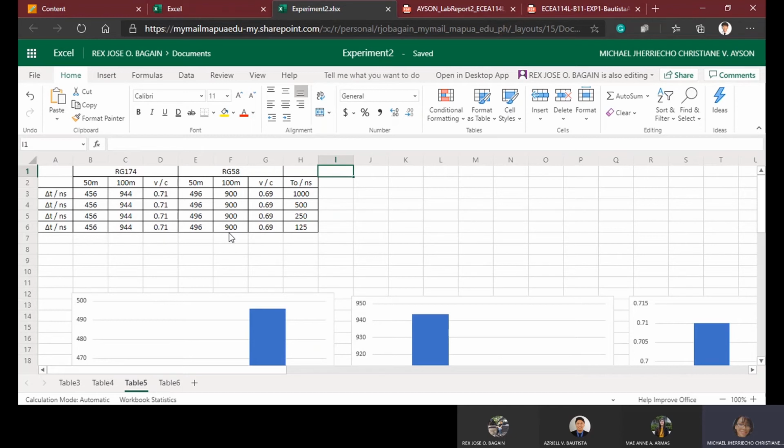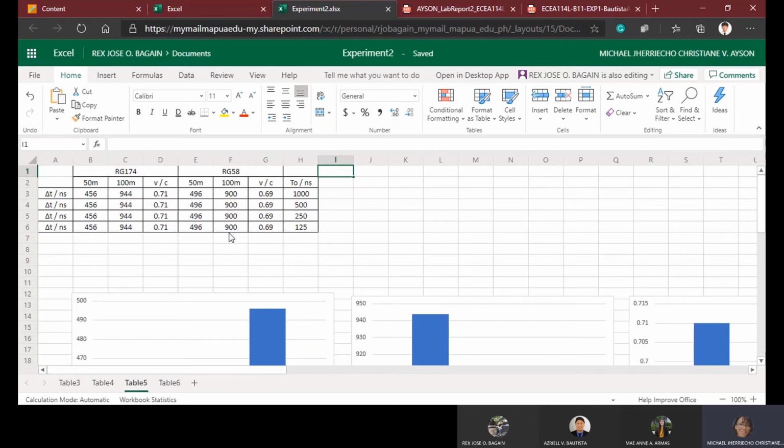For a 50-meter RG174 coaxial line, the phase duration is 456 nanoseconds, and for 100 meters, it is 944 nanoseconds. For 50 meters of RG58, it is 496 nanoseconds, and for 100 meters, it is 900 nanoseconds. Now, the phase velocity of an RG174 is 71% of the speed of light. Meanwhile, the RG58 is 69% of the speed of light. And it is noticeable that signals travel through RG174 a little bit faster than they do in RG58.